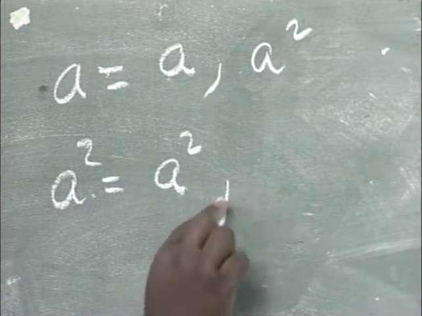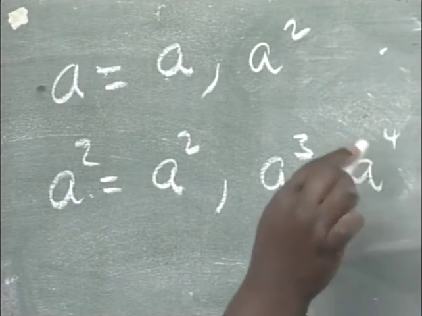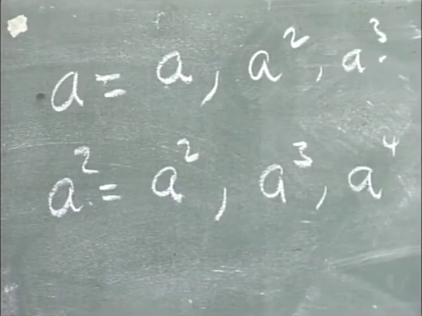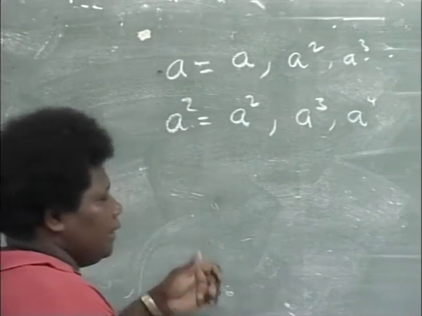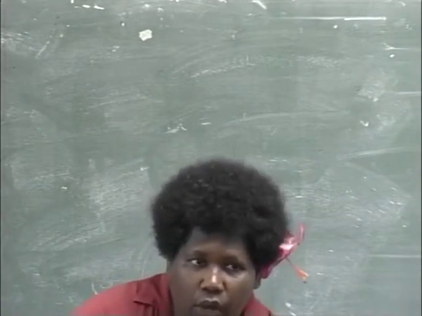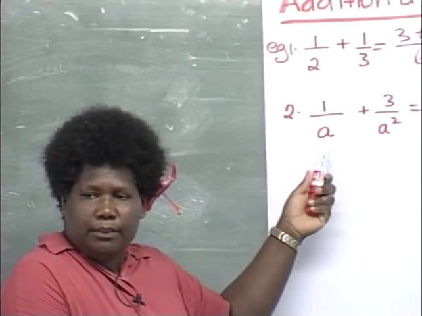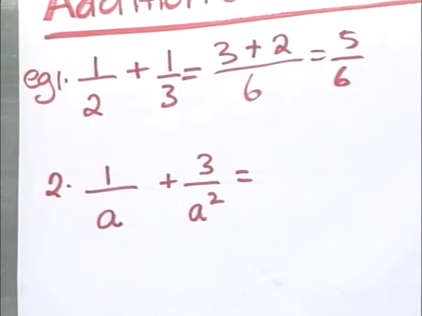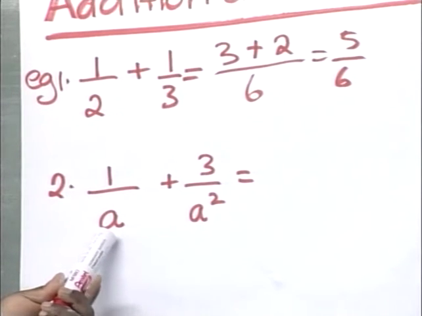A times a will be a squared, and this one is going to be a cubed, and so on, a to the power of 4. So you can see that a squared is the lowest common multiple of a and a squared. If you are undecided, all you need to do is to look at the powers. If we were talking about the common factor, the one with the lowest power will become the common factor. That's the one we were given. a is the common factor of a and a squared.